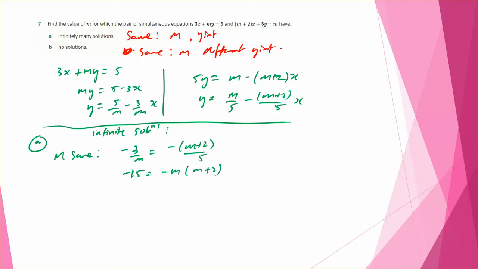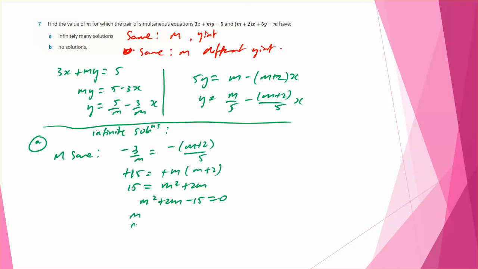Since we have negatives on both sides, I can change both to a plus and expand the bracket, so we've got m squared plus 2m. I move all the terms to one side, so I'll move the 15 to the other side: m squared plus 2m minus 15 equals 0.